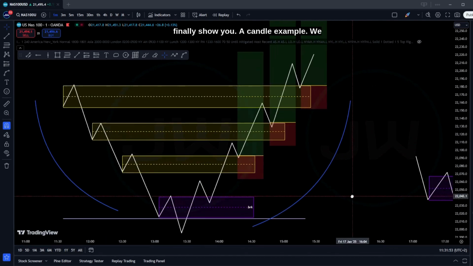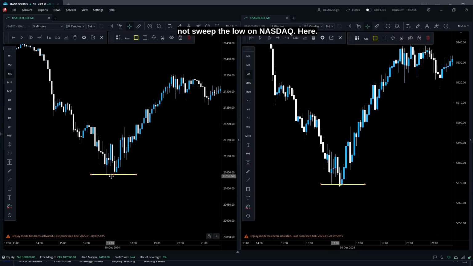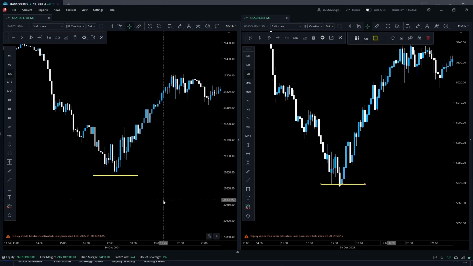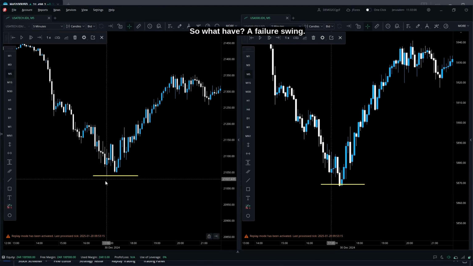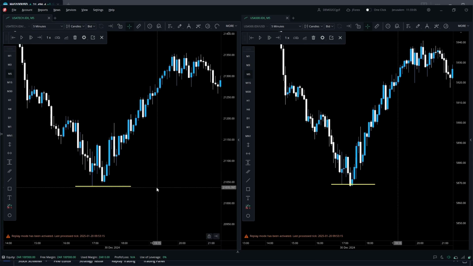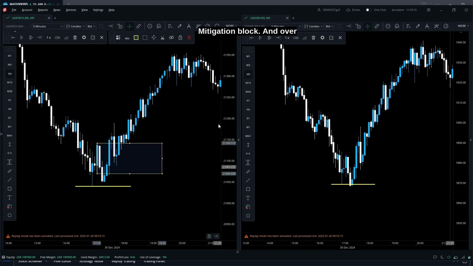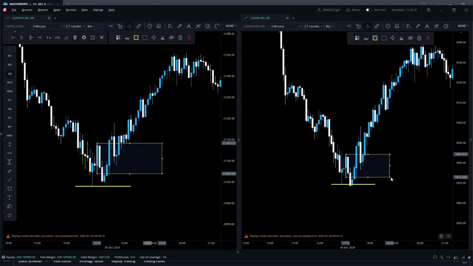Let me finally show you a candle example. We swept the lows on S&P here. We did not sweep the low on NASDAQ here. So what do we have? A failure swing on NASDAQ, meaning we have our mitigation block. And over here we have our breaker block.